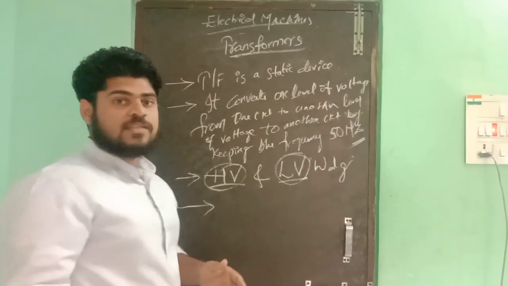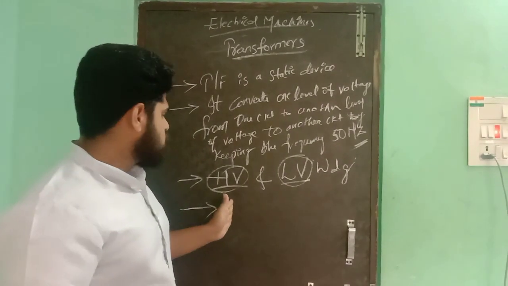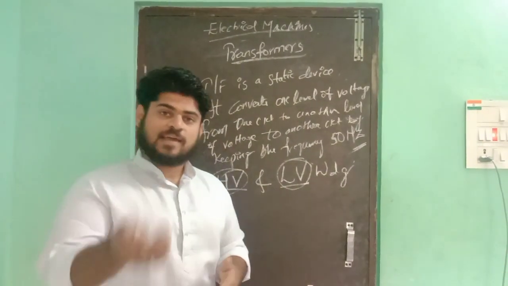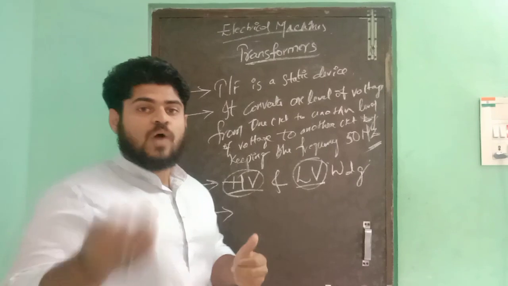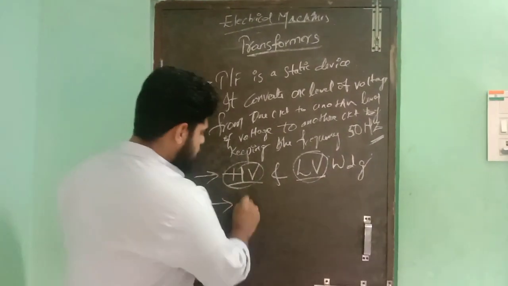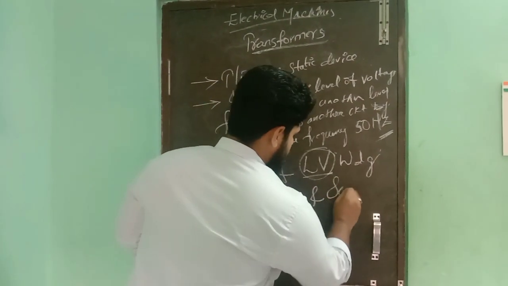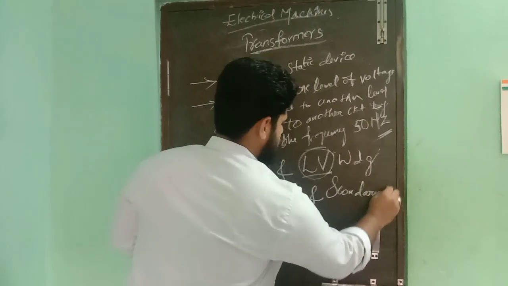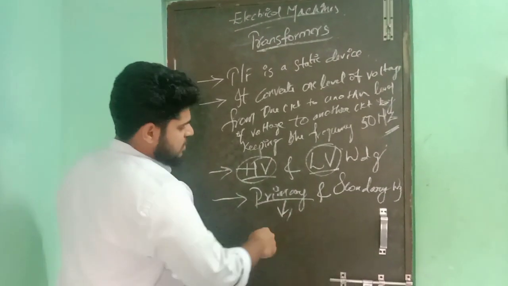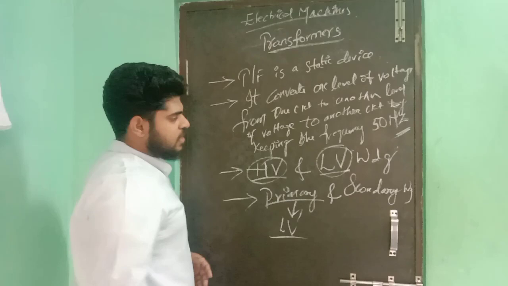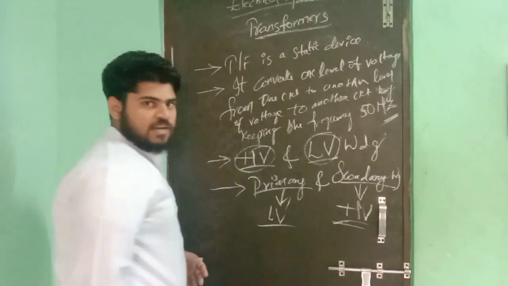But coming to the working conditions, while operating a transformer, these HV and LV windings are termed HV and LV during construction, but while in operation these windings are classified as primary and secondary windings. The primary is the winding which is placed at the lower voltage level, and the secondary winding is the winding which is placed at the higher voltage side.